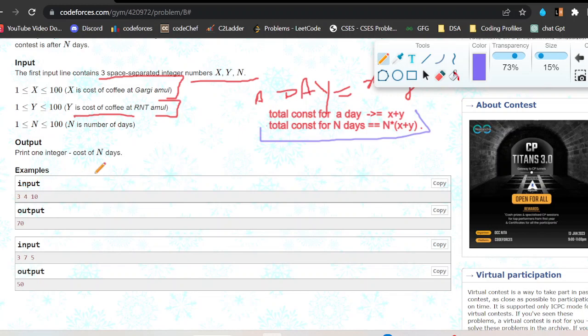Now if you take this example, here n is equal to 10, x is equal to 3 and y is equal to 4, so the total cost for a day is 3 plus 4, which is 7. Now we want the total cost for n days, so we will simply multiply it by n. Here you can see n is equal to 10, so we multiply 7 by 10, which is nothing but 70. This is the logic for this problem.